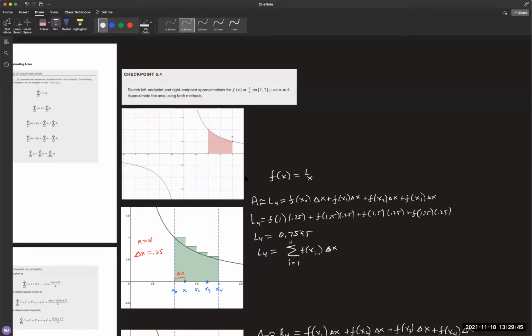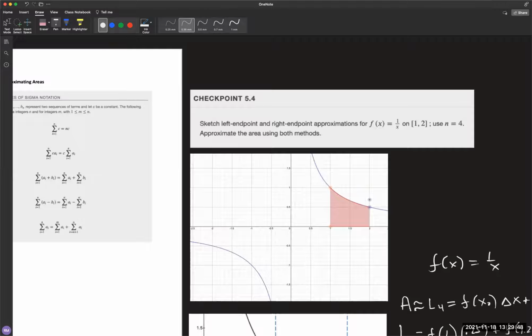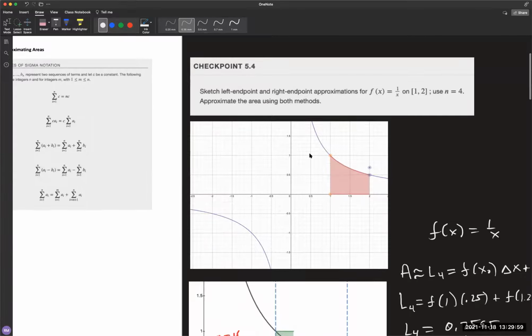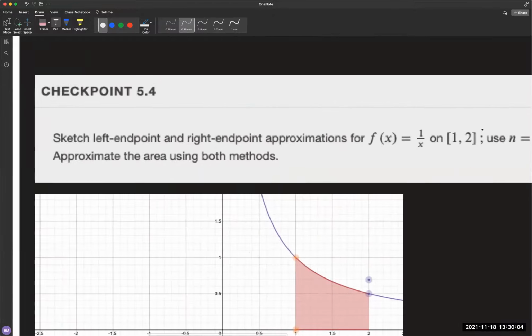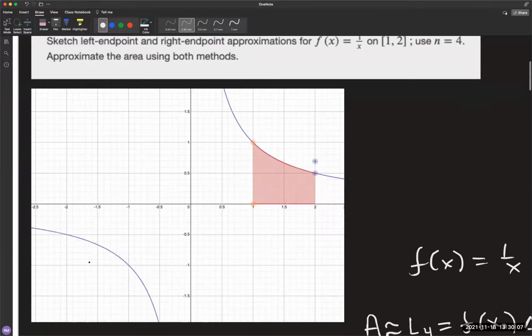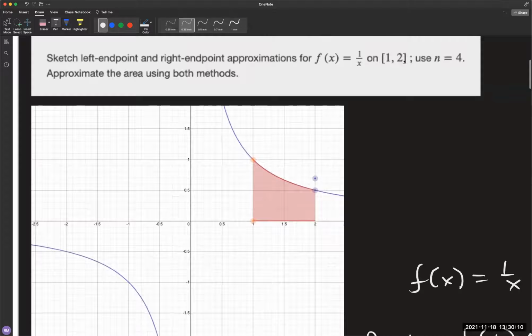So let me come here. I'm looking at checkpoint 5.4 from our notes, or from our textbook, and you may have read already some examples here: left endpoint, right endpoint approximation. In this specific example, we're looking to approximate, and what you have here is the graph of f of x equals 1 over x. And just as a practice, what is the area right here, underneath the curve from here to here? This red part is the exact answer for all of this space, the area.